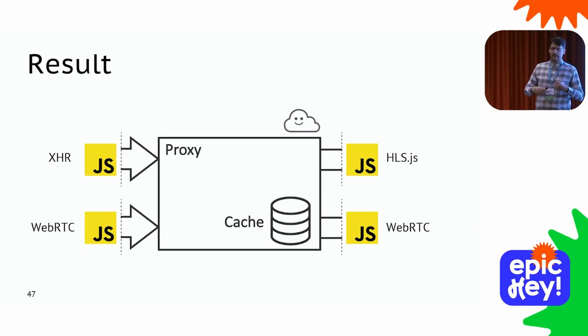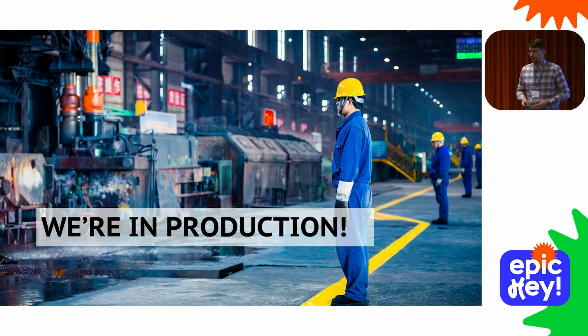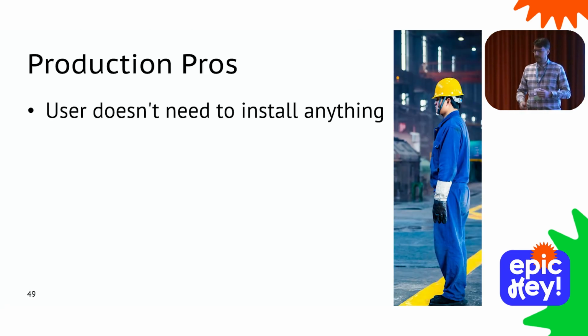So by doing this again and again, you eventually replace all native modules with JavaScript implementations. In our case, it was XMLHttpRequests, WebRTC for peer-to-peer network, and the HLS.js player. And eventually, we got into production. We needed to replace about 30 classes with interfaces, and about 100 classes of native network implementation were deleted. And what did we get?